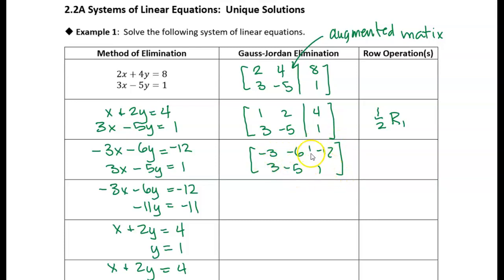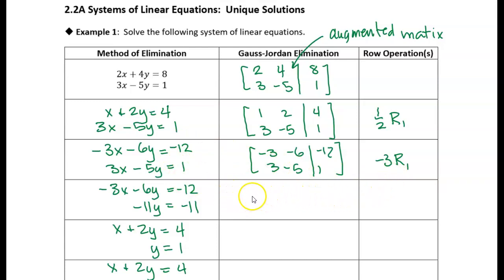Okay, so what's the row operation I performed? Well, if you look at the original set of equations, what I did is I multiplied the first equation by -3, right? So I just multiplied both sides by -3. And if you look at it in terms of the row, what I did is I took row 1 times -3. Okay? So again, I'm just writing it in terms of row operations. Writing these algebraic things that I did to the system of equations as row operations.